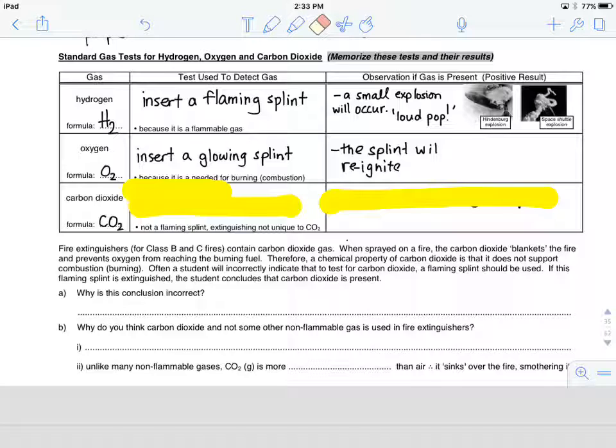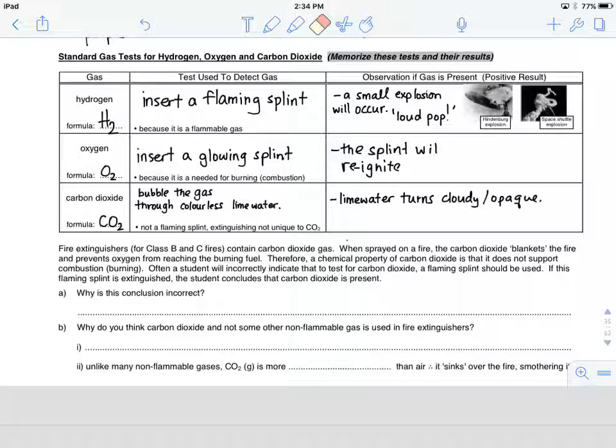So we have a completely different test for carbon dioxide, and that is that we take the colorless gas and we bubble it through lime water. Okay? We bubble it through the lime water, and the lime water will turn cloudy or opaque if it's carbon dioxide. So we'll see a precipitate being formed.